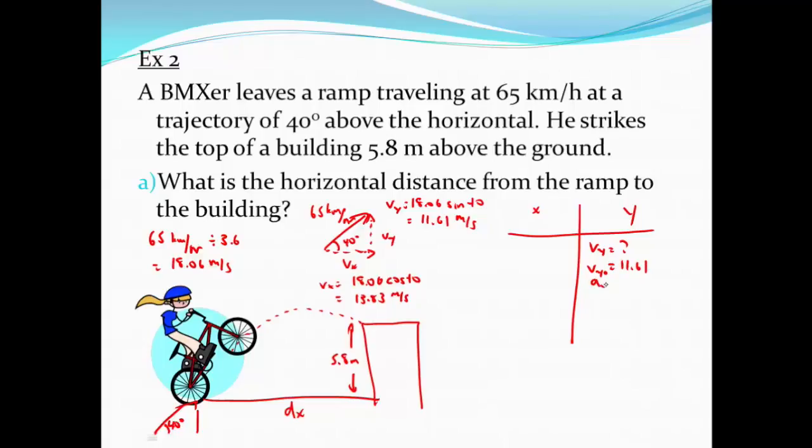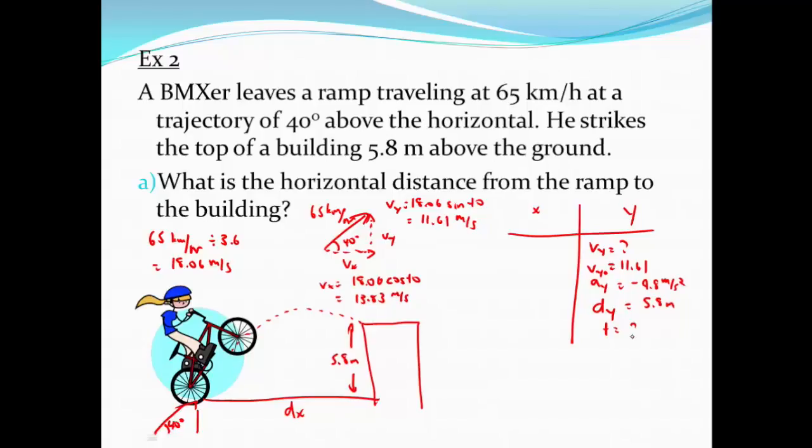We know that the acceleration in the y is always equal to negative 9.8 meters per second squared. We know that the distance that we have to travel is 5.8 meters vertically. And the time of flight is something that we don't know. So, how are we going to find this? Well, again, if you choose, you could use the quadratic formula and deal with it that way. I'm going to break it down into the two-step question yet again.